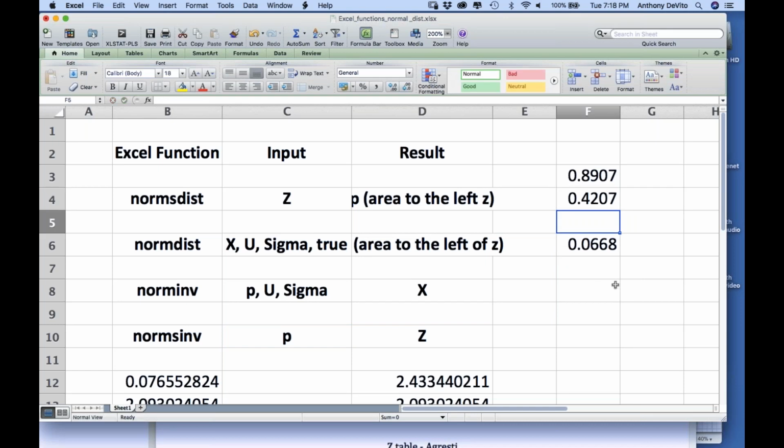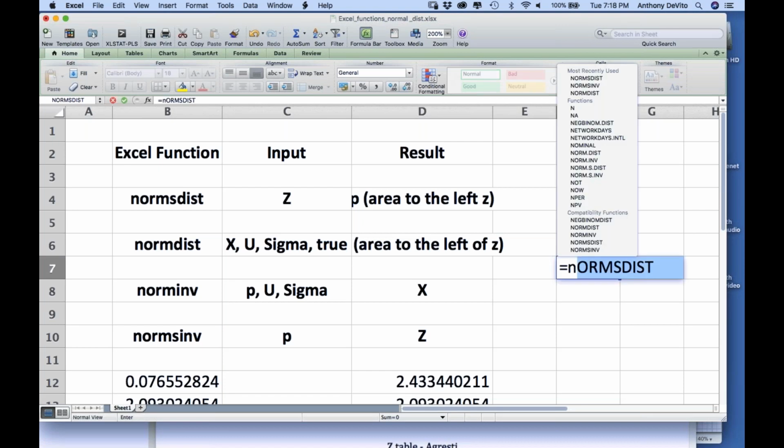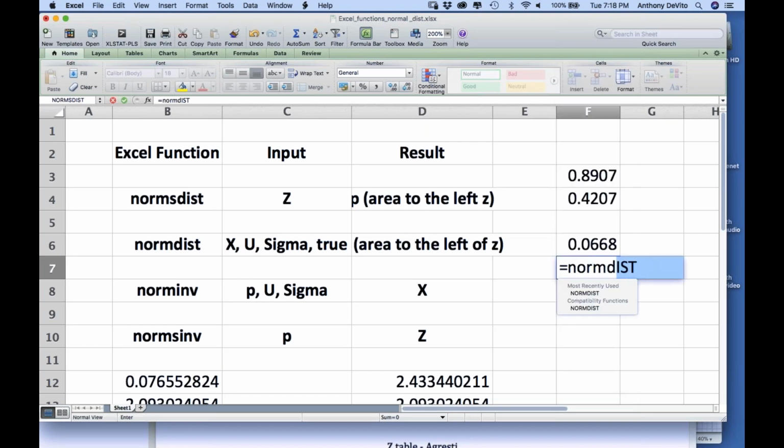I could also use NORM.DIST. Equals NORM.DIST, parentheses, and this time it asks me for what's x. X is 154. What is the mean? 160. What is the standard deviation? 30. What is cumulative? True, always true, because you want the area to the left. And it gives me the same thing as well. So that one I could bypass calculating the z-score.